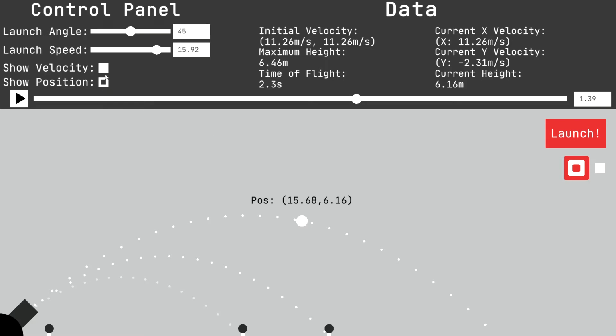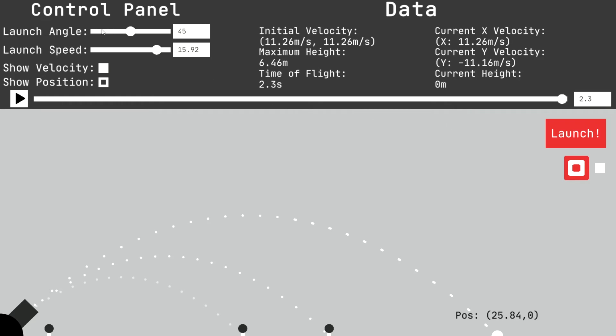I can stop and look at, say, its velocity. I can hide its position. I can see what's up with it. I can watch how the velocity changes from positive to negative as it goes over the peak. Positive, negative, really nice. And I can always unpause it again. So that's one thing I'm super proud of here.